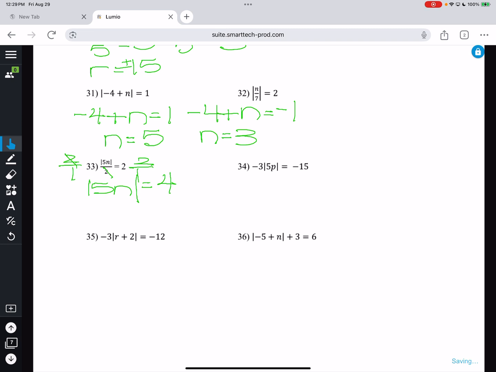So are we ready to drop the bars? We're all isolated and good to go? Yes. All right, so we're going to have 5n equals 4. What's the other equation? 5n equals negative 4. So what are our options for n? What's the positive answer? 4/5. What's the negative answer? Negative 4/5. Yep. So this one is positive or negative 4/5.